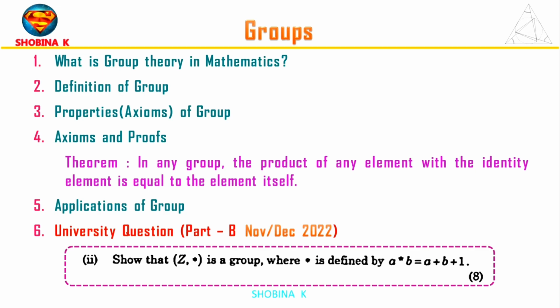Next, the definition of group. Along with that we will see the properties of group. And next we will prove a simple theorem using these axioms. After which we will see the applications of group. And finally we will end the session by looking at the university question.